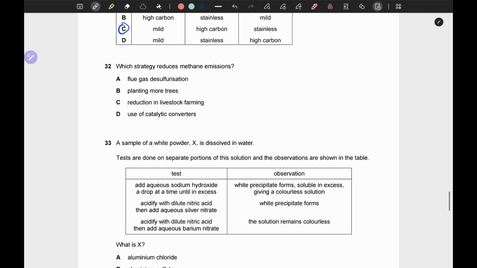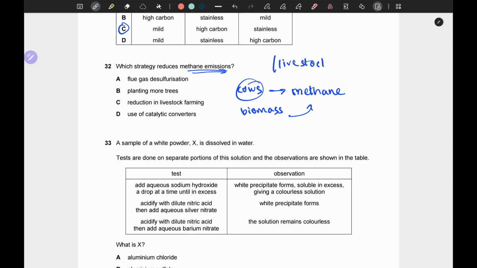32. Which strategy reduces methane emissions? Methane is emitted from cows. So cows are a source of methane. And then biomass and all of that are also sources of methane. So if we can reduce biomass, then we will be able to reduce methane. And the source of biomass is livestock. Basically, cows is livestock. So if we can reduce livestock, then we can reduce methane.